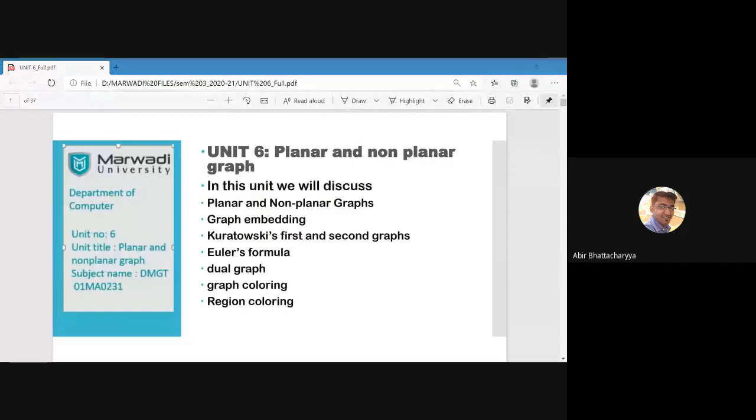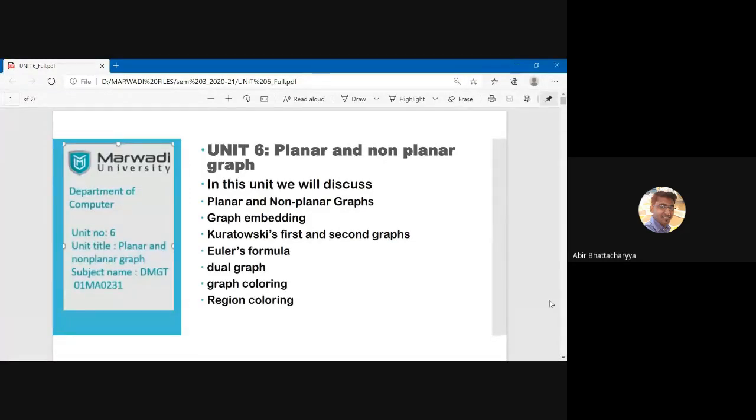Unit 6 today. Okay, that is planar and non-planar graph. This is the last unit of graph theory, so we will try to discuss each and every concept a little bit quickly. But if you have any problem in any particular concept, you can ask me to stop at that point, and you can ask me what the problem is.